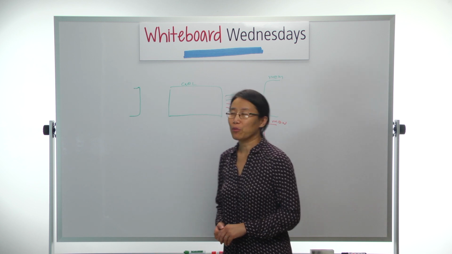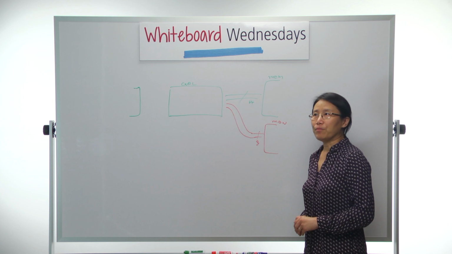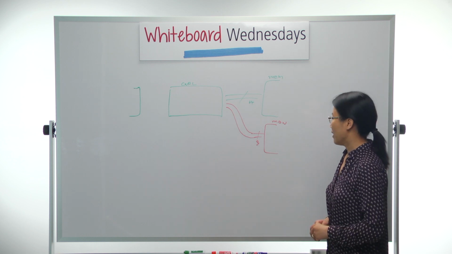Today we're going to talk about one feature of the controller. It's called ECC, error checking and correction.